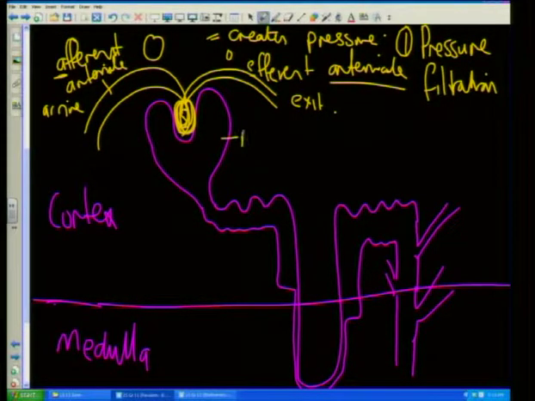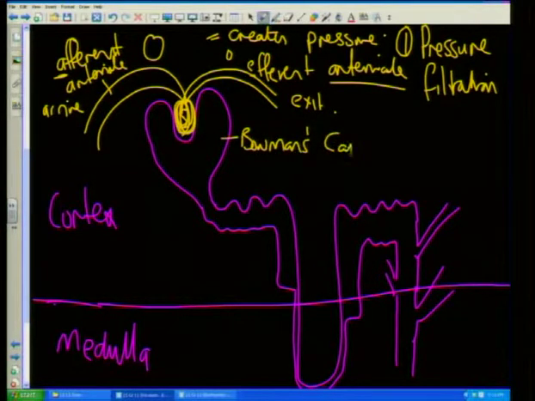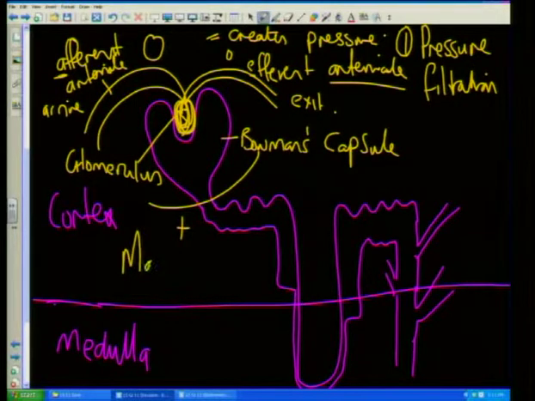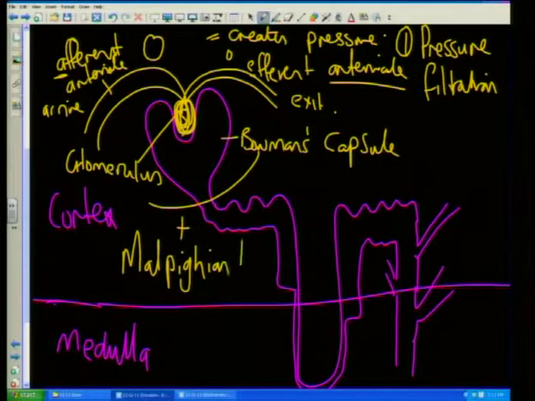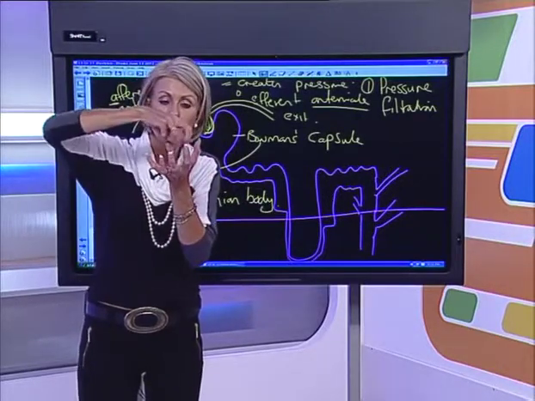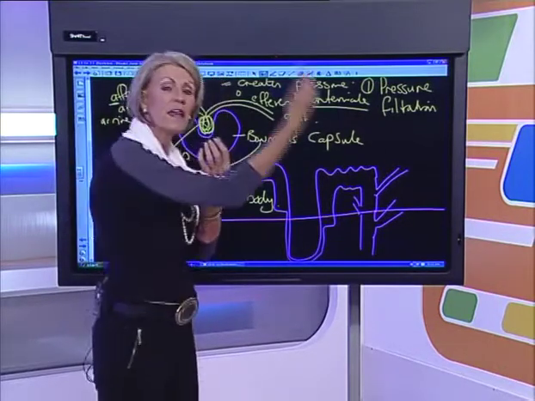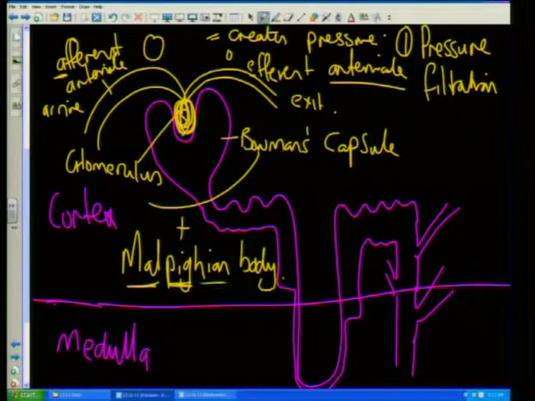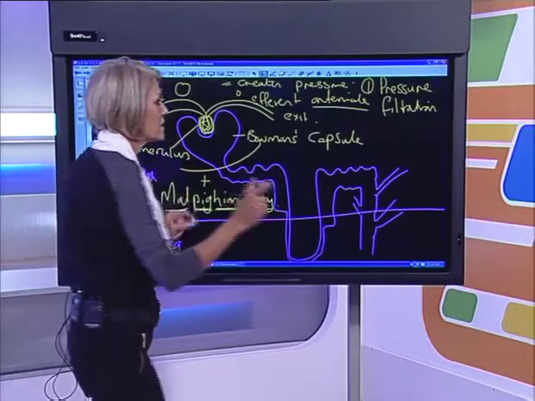This structure here is called the Bowman's capsule. And this little structure here is called the glomerulus. The Bowman's capsule plus the glomerulus is called the Malpighian body. So we just look at this little structure here. We have the Bowman's capsule and the glomerulus, with the afferent arteriole larger than the efferent arteriole. The glomerulus plus the Bowman's capsule is called the Malpighian body. So these two together, Malpighian body. And the first process that we have that's important is pressure filtration.